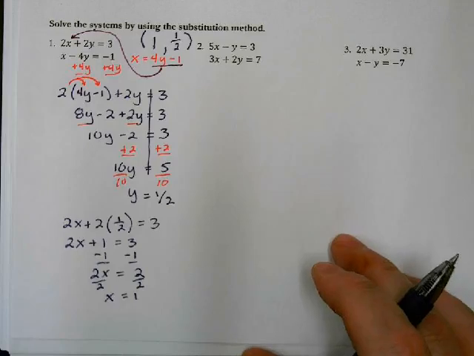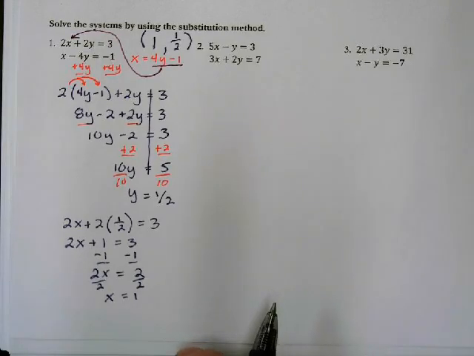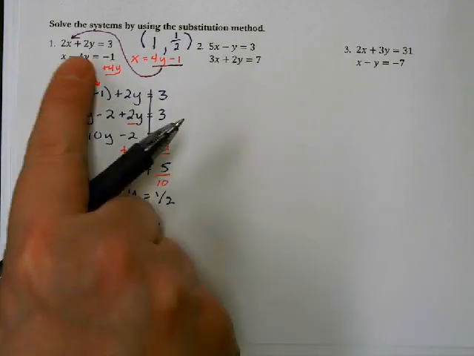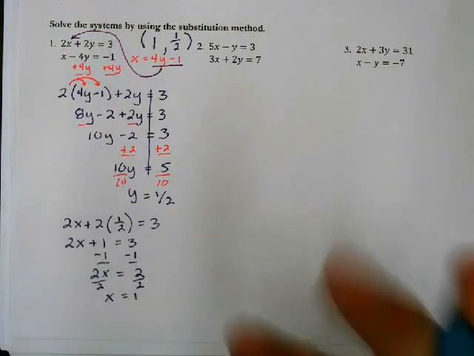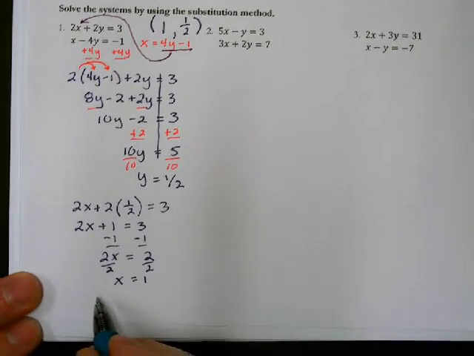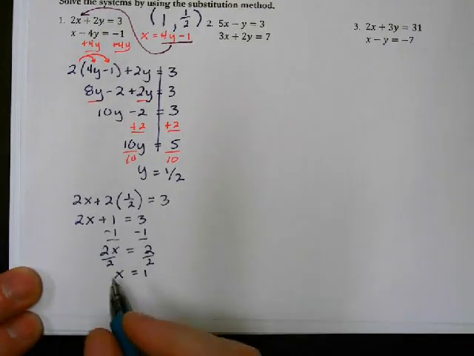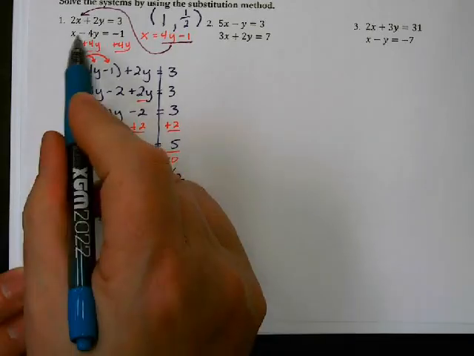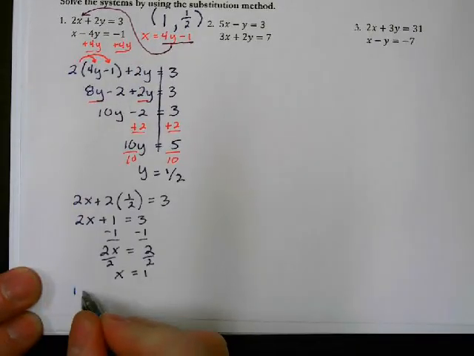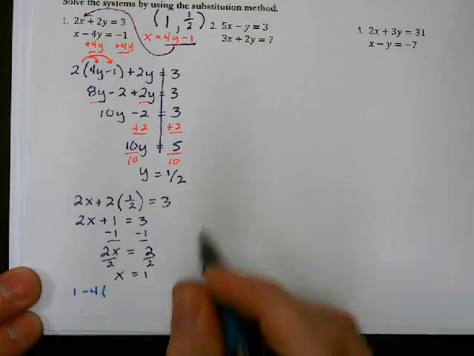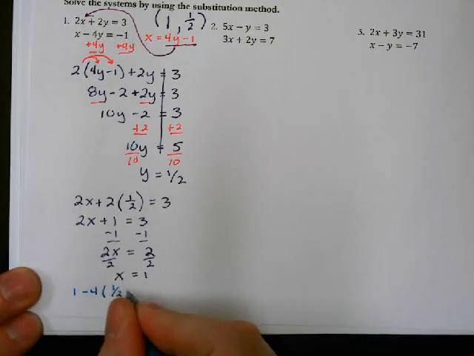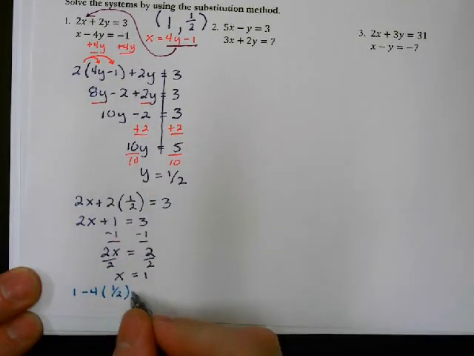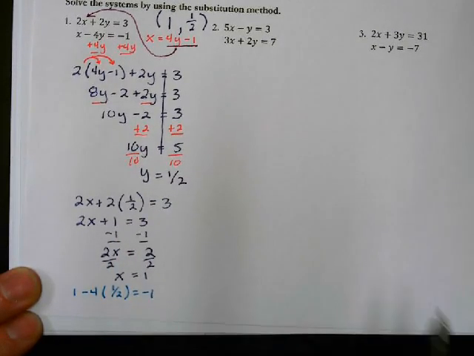Okay, we are on step 5. Verify that our answer is correct. I just got done using the top equation, so now I'm going to verify the bottom equation works. So I'm going to just shove it down here. I do x, which is 1, minus 4 times 1/2, because y is 1/2, equals negative 1. I can already see this is going to work. Yep, it's going to work.